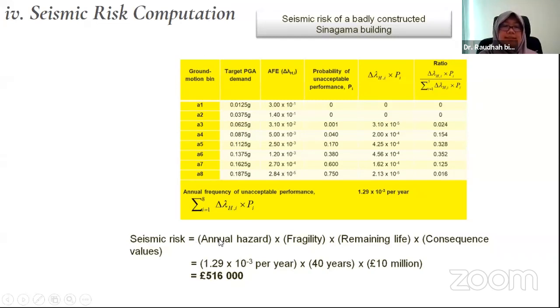The basic seismic risk formula is annual hazard multiplied by fragility, which you can multiply by the remaining life and by the consequence of the values in monetary terms. Overall, it will be in the form of probability. What I'm showing here is a combination of annual hazard. The first column is hazard, the second column is fragility. The remaining life is just 40 years, and the consequence is just a monetary value.